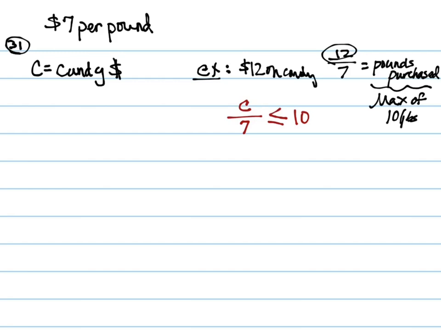And then it says to solve this for C. So if I solve this for C, I would multiply by 7. So C is at most 70, and it's actually in dollars because this is the candy amount in dollars. So he's going to spend at most $70. It's a lot of money on candy. That's what it would look like.